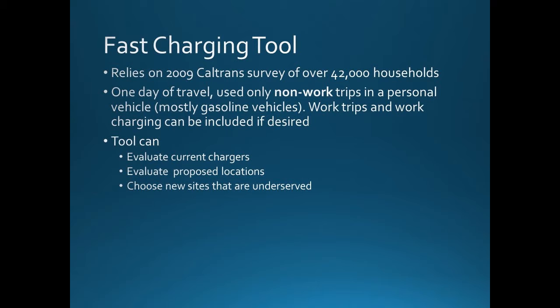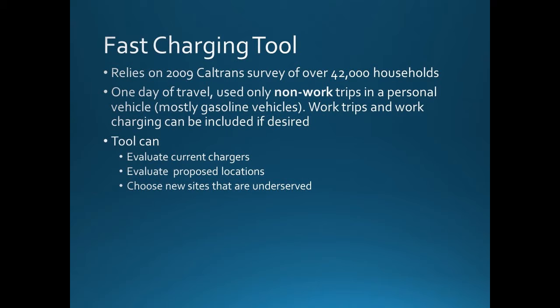With the fast charging tool, we rely on, that says 2009, I should say 2012, Caltrans survey of over 42,000 households. And so 42,000 people actually filled out a survey that said, I started at home at this time, and I went to this place. Then I went to this place at this time, and this place at this time. So we know dwell time, we know distance.